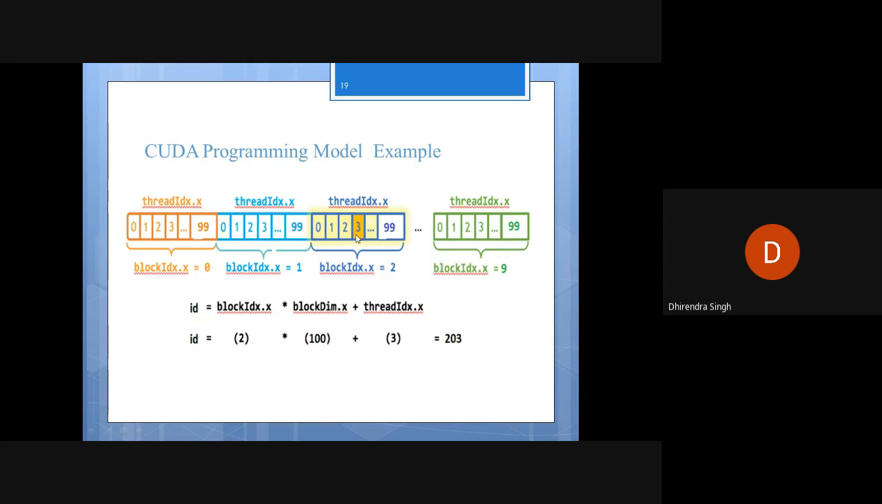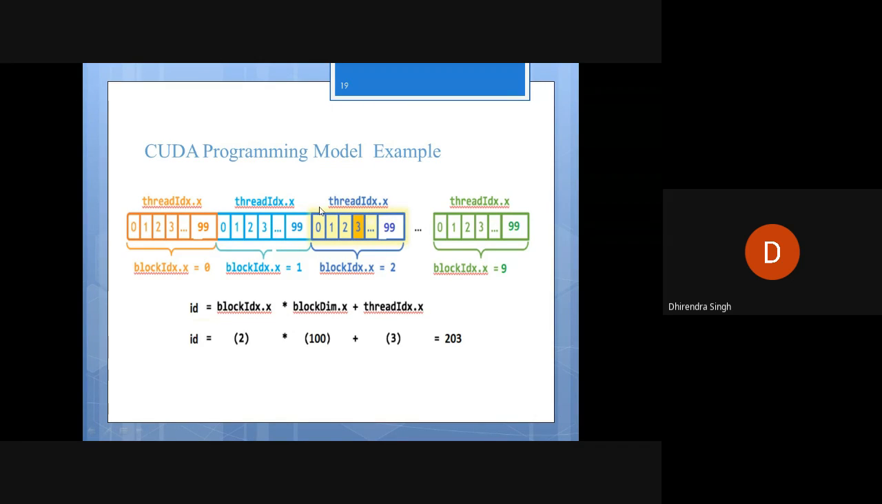If you want to know on which particular data item this orange color block's thread is going to work, for that purpose we have calculated the id. So what is this? Block id x dot block dimension plus thread id dot x.